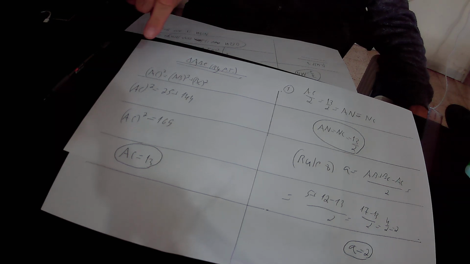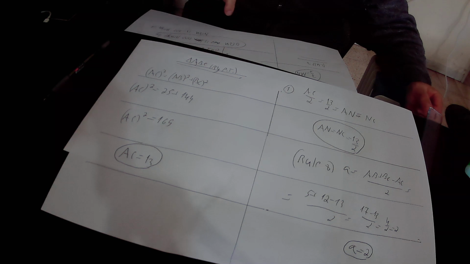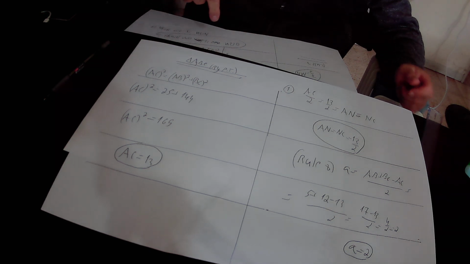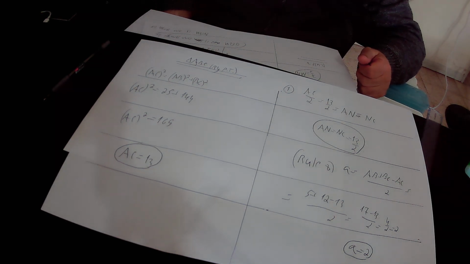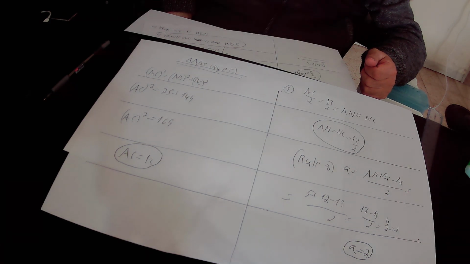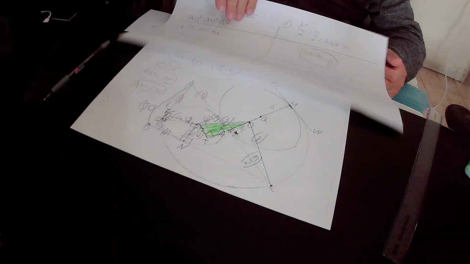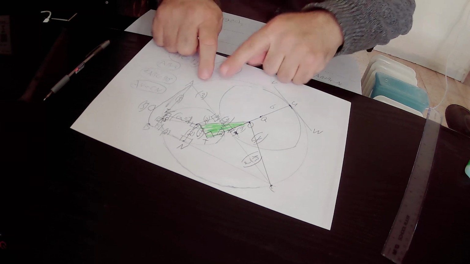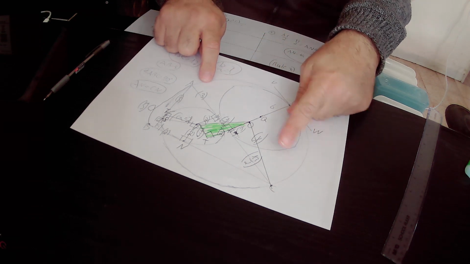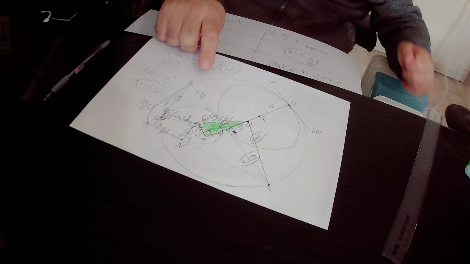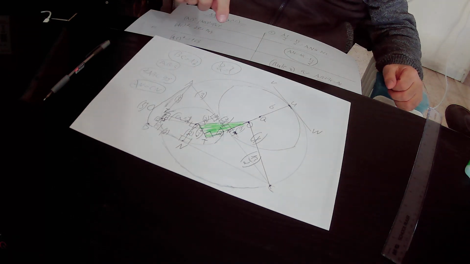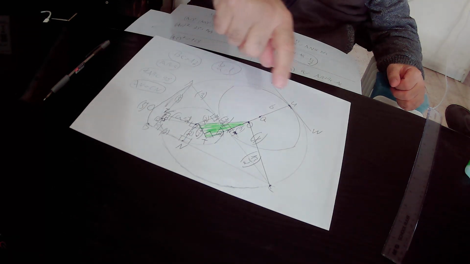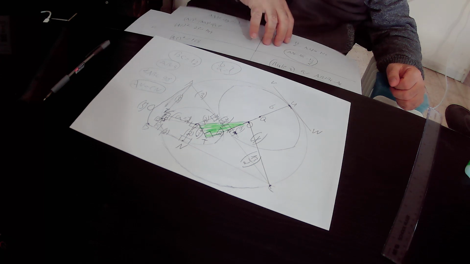So we found out that AC squared equals 169. Therefore AC equals the square root of 169, which is 13. So the hypotenuse of the right triangle ABC, AC, equals 13 units in length. And because AN equals NC, at point N the hypotenuse is bisected into two halves. The first half is AN and the second half is NC.